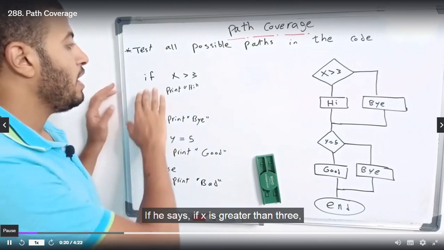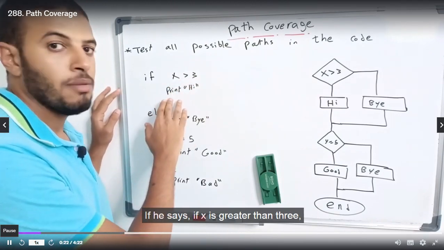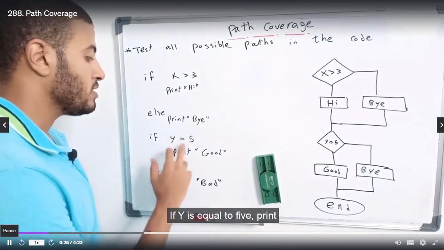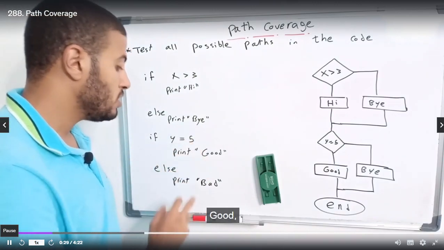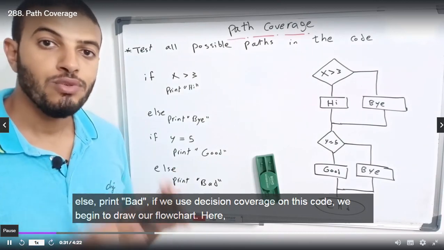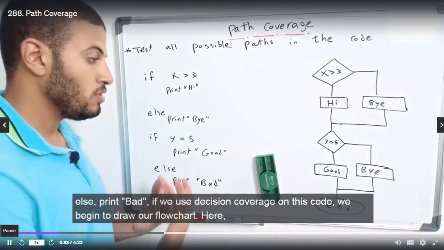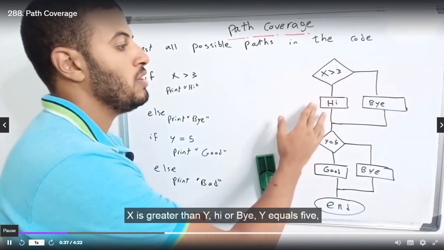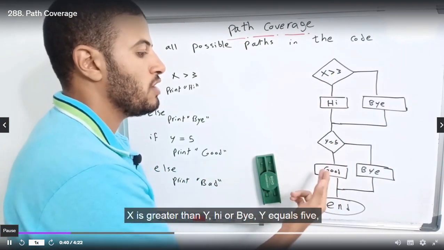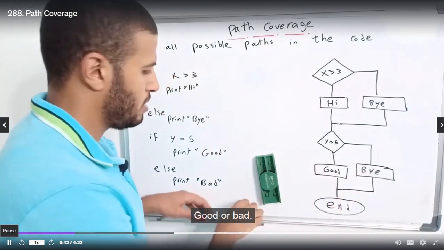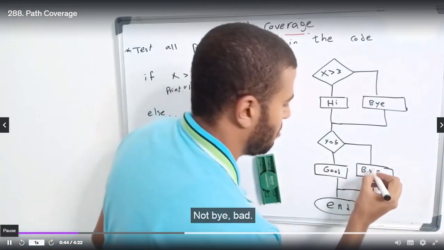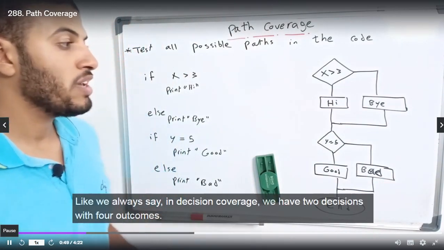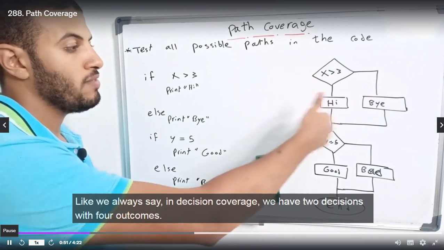Say the code is: if x is greater than 3, print hi, else print bye. If y is equal to 5, print good, else print bad. If we use decision coverage on this code, we begin to draw our flowchart. Here: x greater than 3, hi or bye; y equals 5, good or bad.